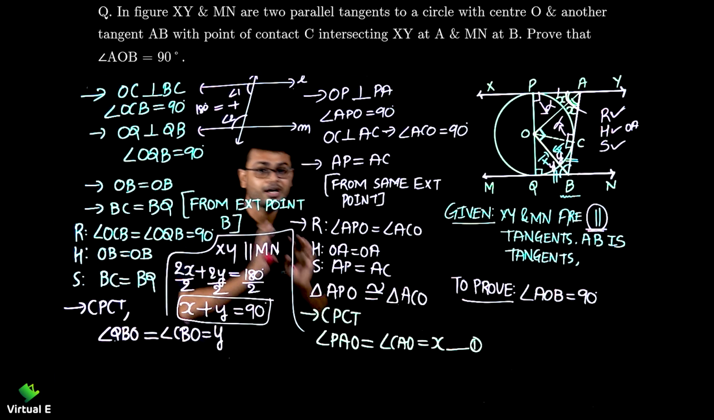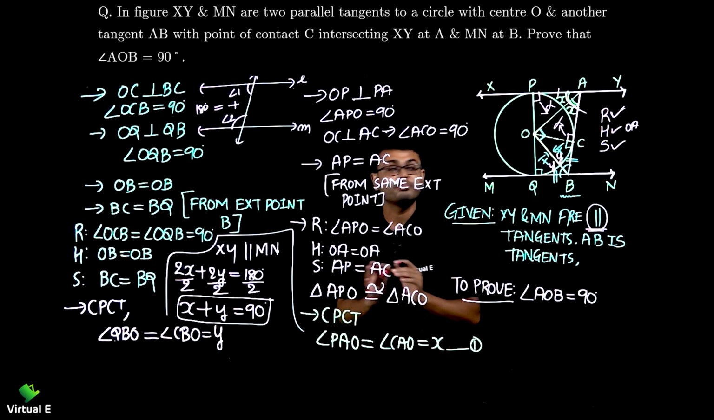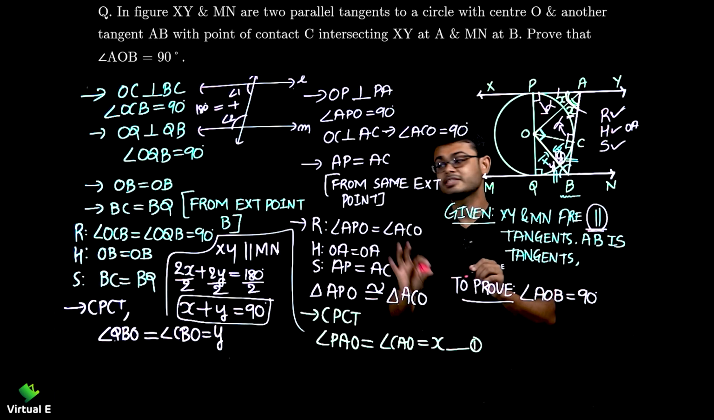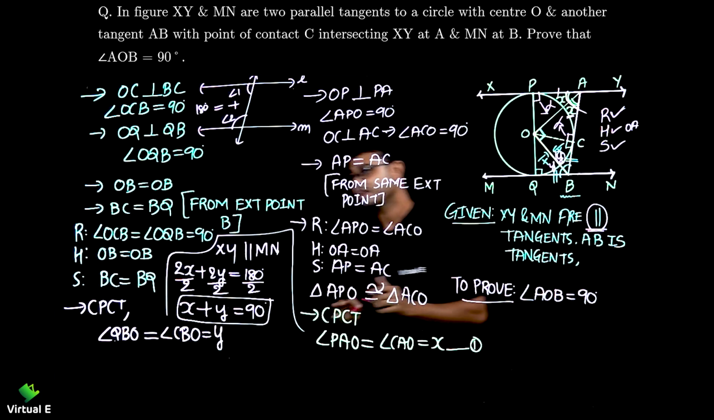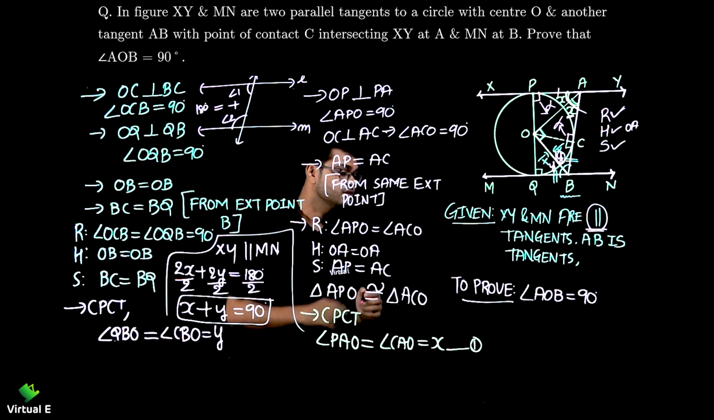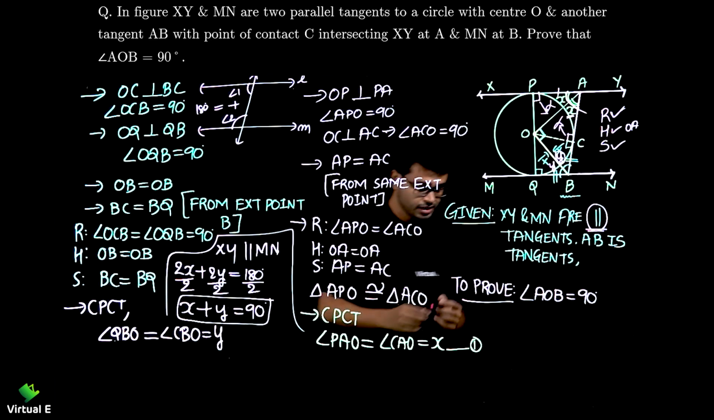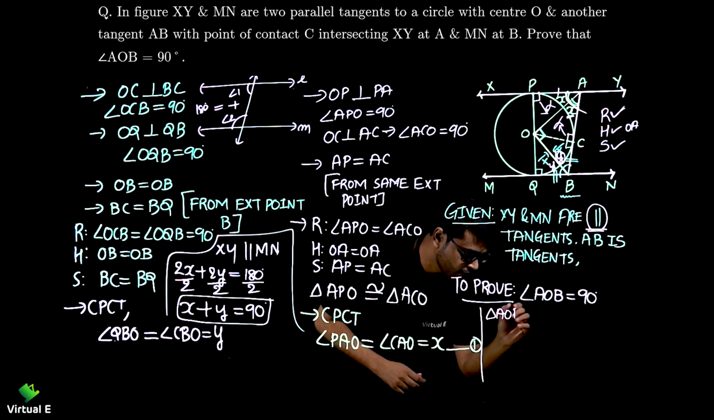See, this is not our answer. This is not what we are supposed to prove. We have still only proved that this angle here and this angle here is 90 degree. This angle is still left, right? For that we need to take the angle sum property of this triangle. So let's take the angle sum property of triangle AOB.